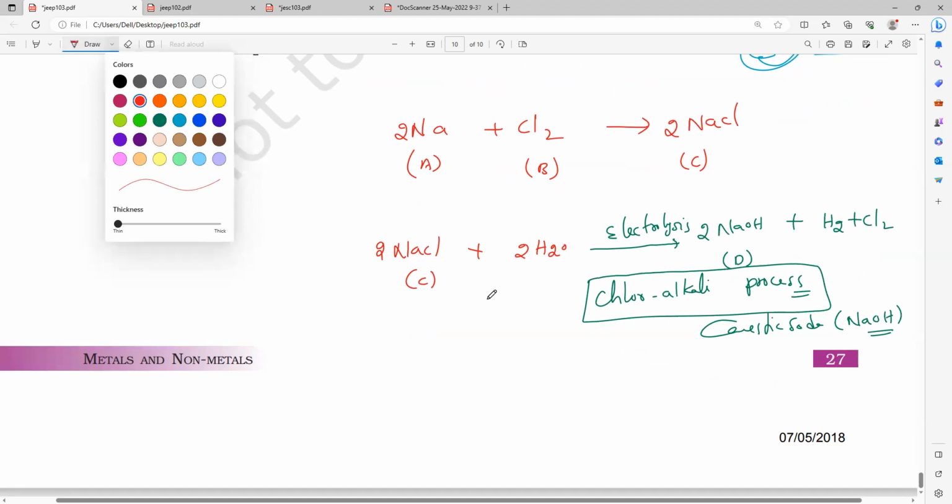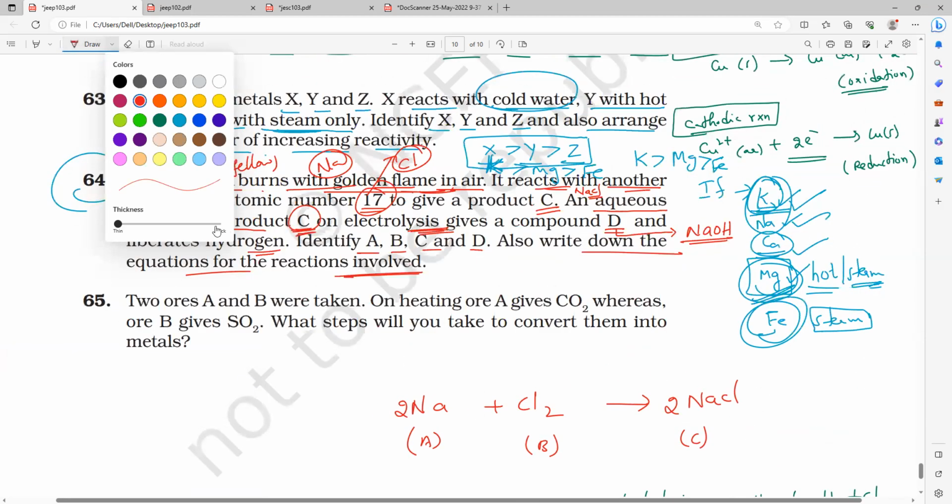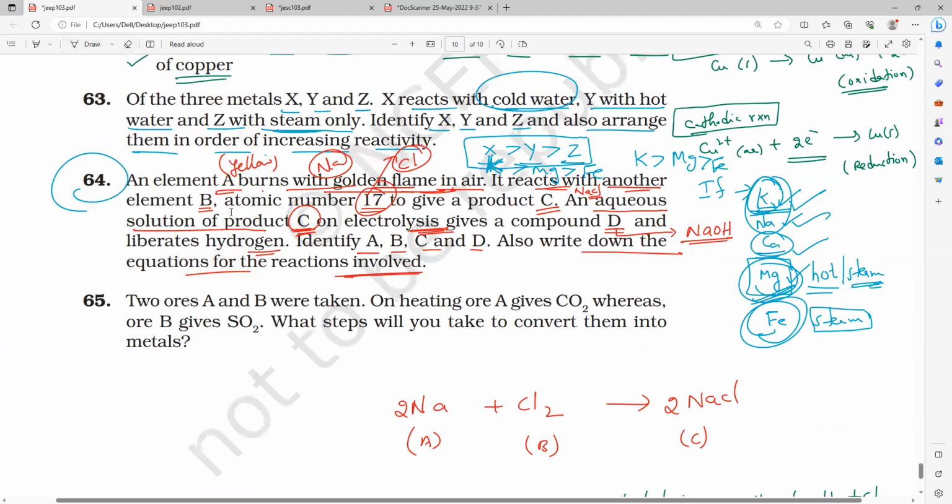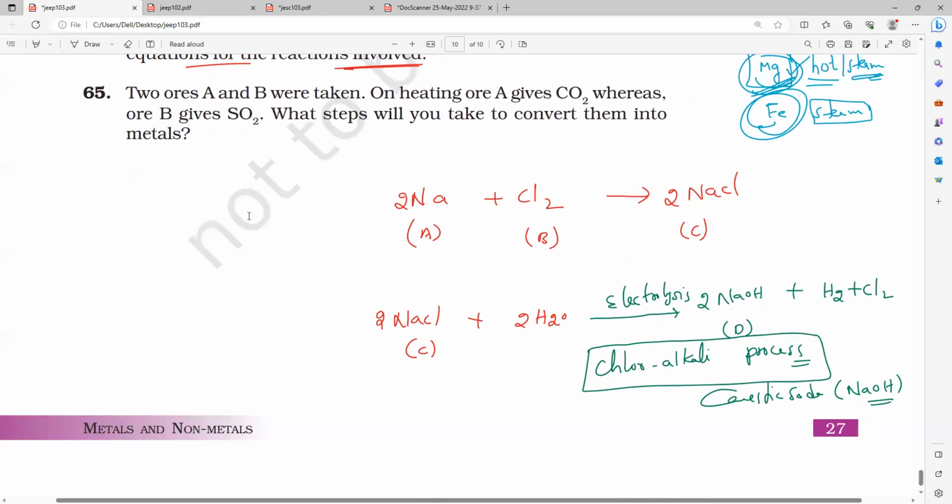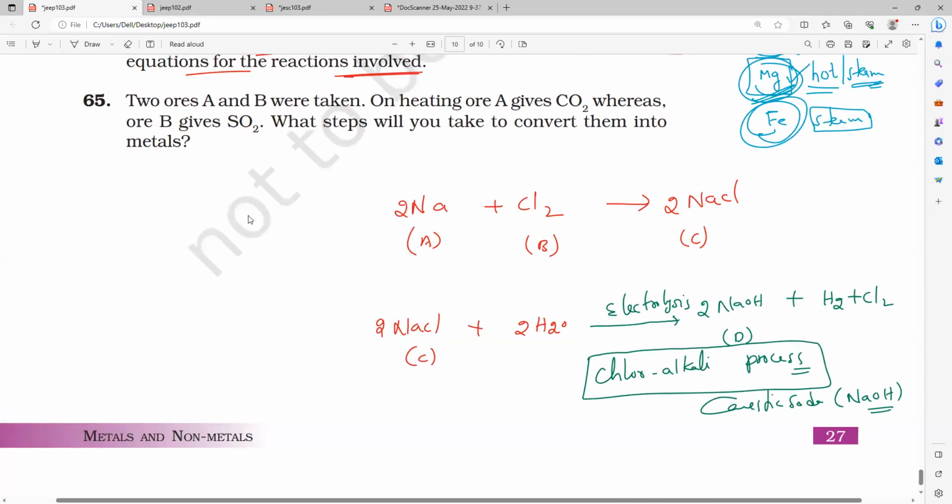Now, same question. If I replace the aqueous solution with a word called, everybody? Molten state. Understanding? So then you write it. Here I even forgot to mention the physical state. You all can write that also. Okay, one minute.